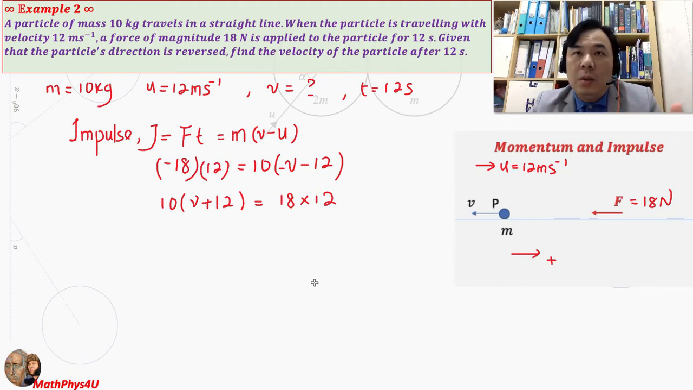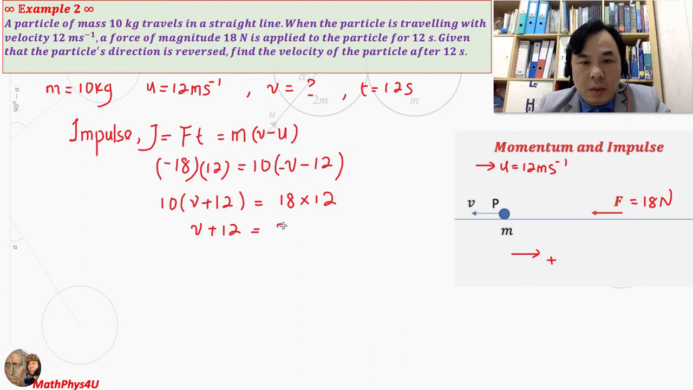Any vector quantity, you have to take into account the positive or negative direction, because here we are not using the vector notation, so the positive and negative become very important in this case. Okay, so from here onwards, we will get a B plus. You divide by 10, you will get 21.6 here. Therefore, in this case, it will be 9.6 meter per second here.